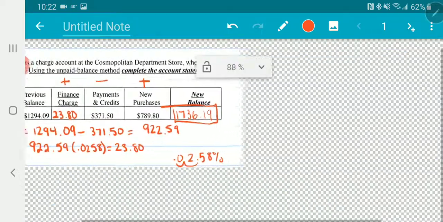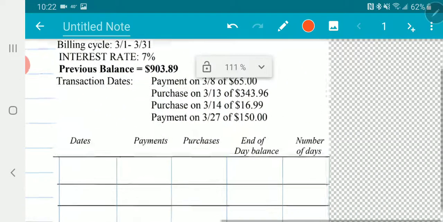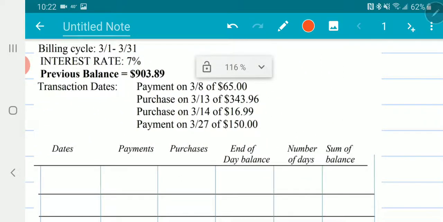The next question I wanted to take a look at is when you're actually filling out the account statement. This one gives us a billing cycle of March from the 1st to the 31st. Those are the days we're going to be working with. We need to account for every single one of those days. It tells us our interest rate and our previous balance. This is the balance we are carrying from the previous month, so that's actually going to be my starting balance coming into March 1st.